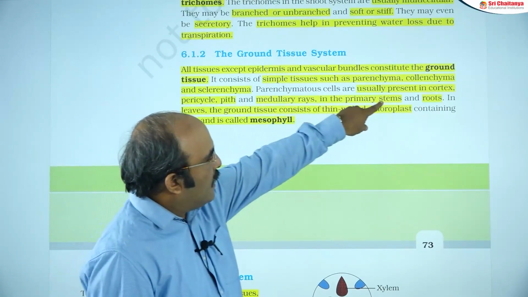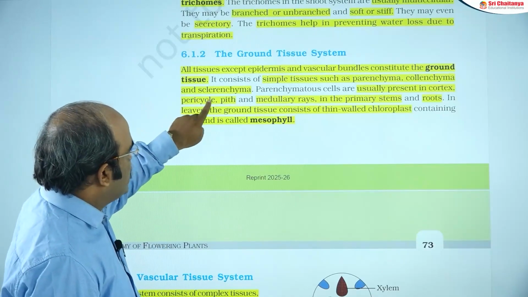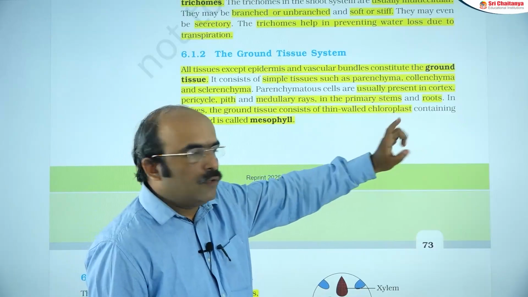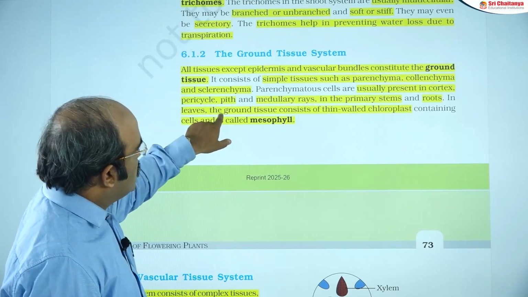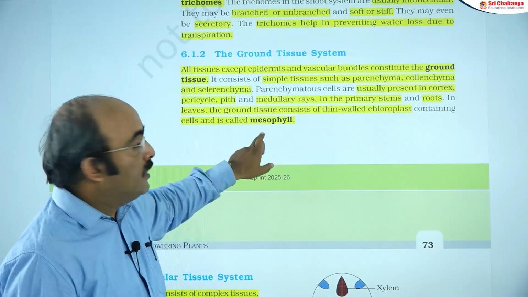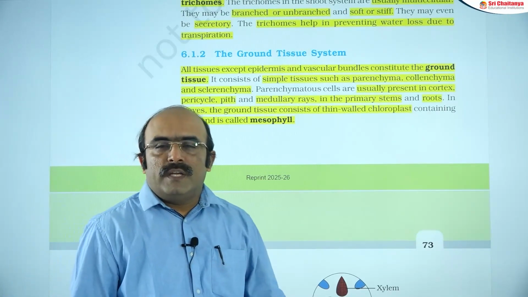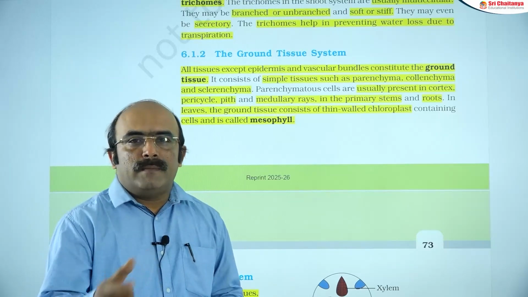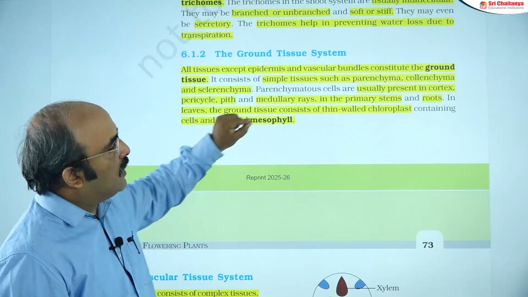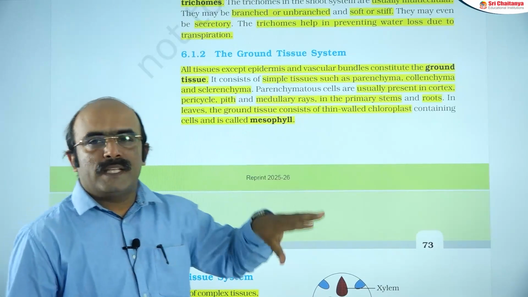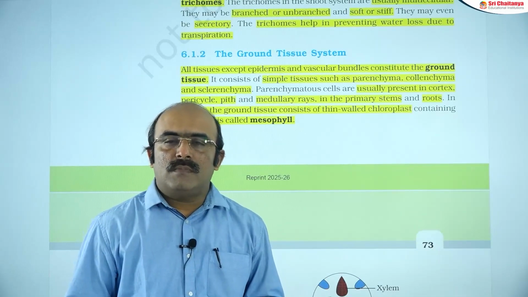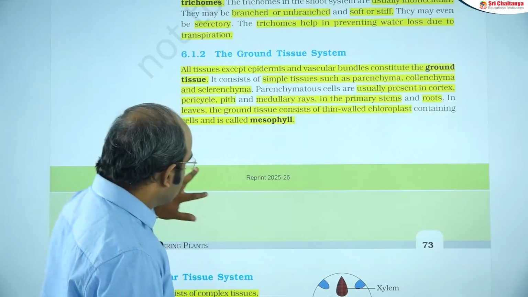And the parenchymatous cells are usually present in cortex, pericycle, pith, and medullary rays in primary stems and roots. Whereas in leaves, the ground tissue consists of thin-walled chloroplast-containing cells called the mesophyll region. So in leaves, the ground tissue is represented by mesophyll, whereas in the case of the stem and root, the ground tissue could be represented by all the tissues that are not a part of the epidermal tissue system and vascular tissue system.